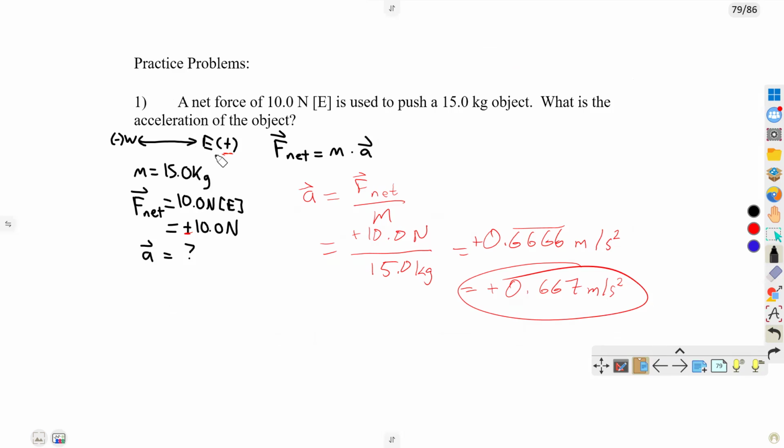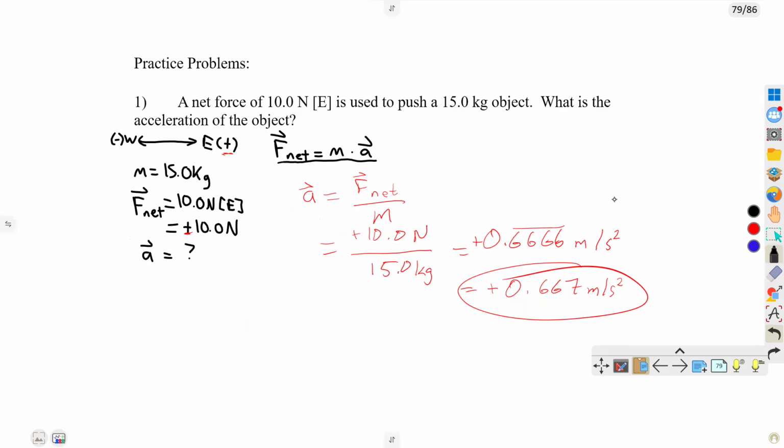So here we have in our first problem, a net force of 10 newtons east is used to push a 15 kilogram object. What is the acceleration of the object? So we've got our variables here. Remembering that since east is in a positive direction, our force is going to have a positive direction. We then will use this formula where the net force equals mass times acceleration.